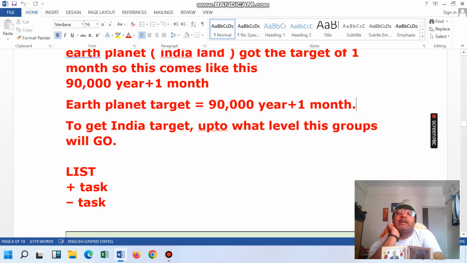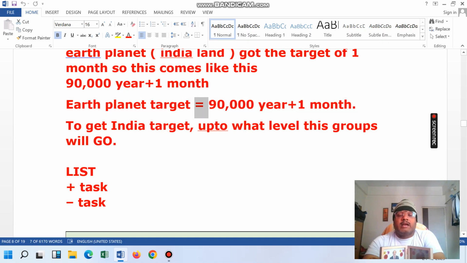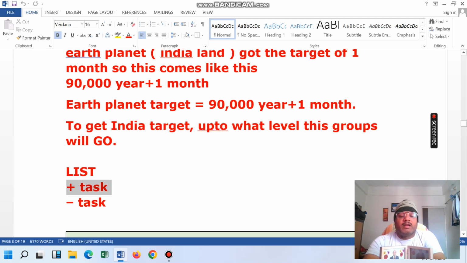One of the persons told that the Earth planet is moving, right? Then he said yes, the Earth planet is moving, sometimes this side, sometimes that side, in each and every direction. That's why it is like this. The 221 countries got created on the planet. Like this, each and every country has got a certain level of task, that is positive task and negative task.